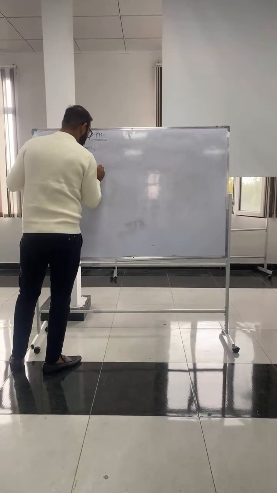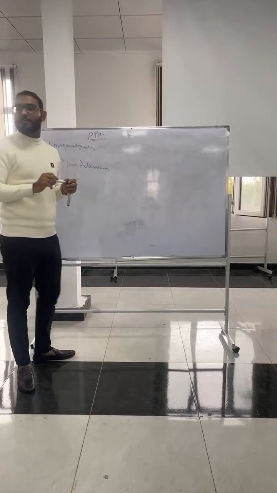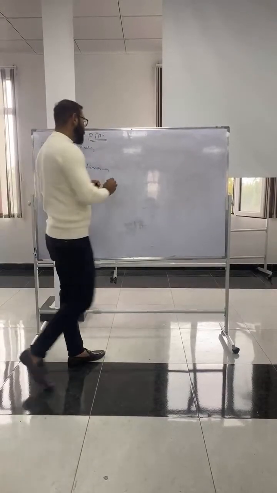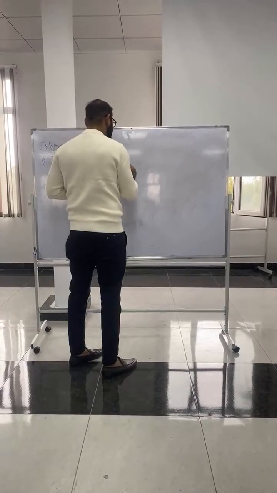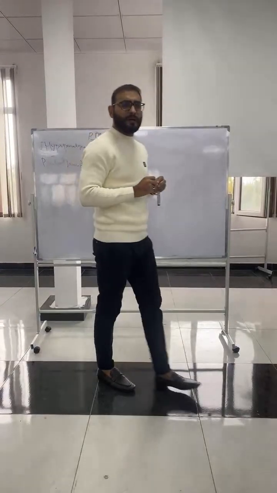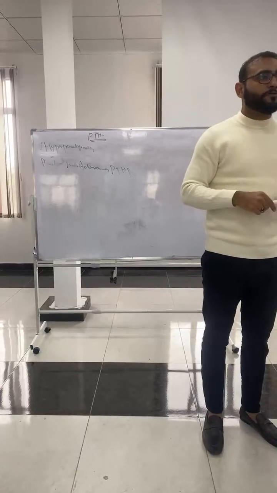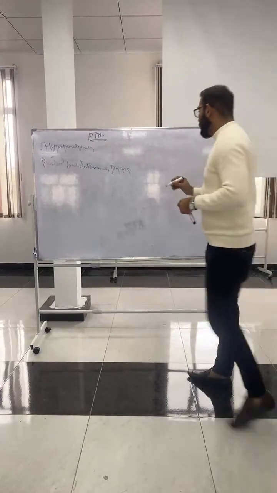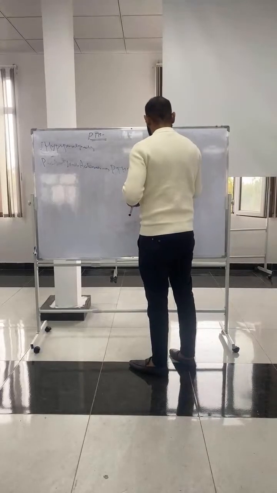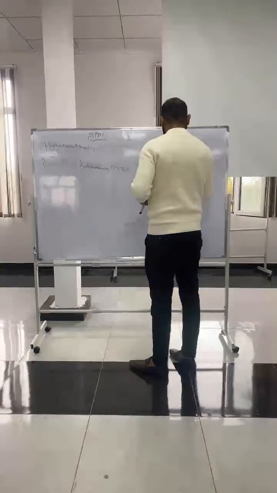Parathyroid adenoma causes increased secretion of the parathyroid hormone. So the secretion of the parathyroid hormone will be high. When it is high, what is the main function of the parathyroid hormone? To increase the serum calcium. So the level of the calcium will be high, and the level of the phosphate will be low.